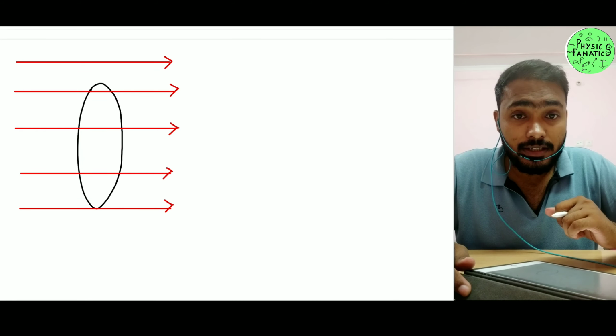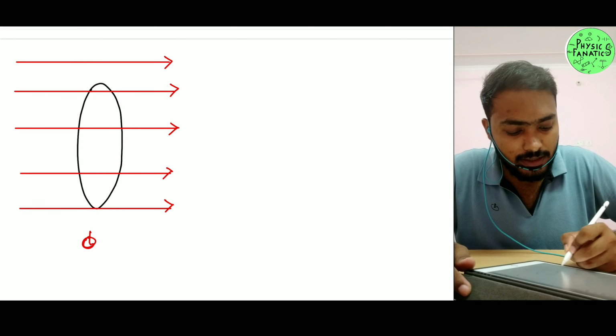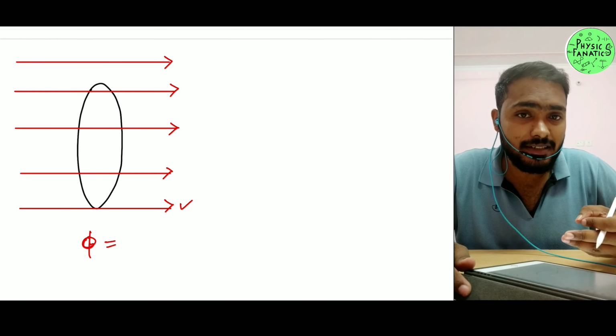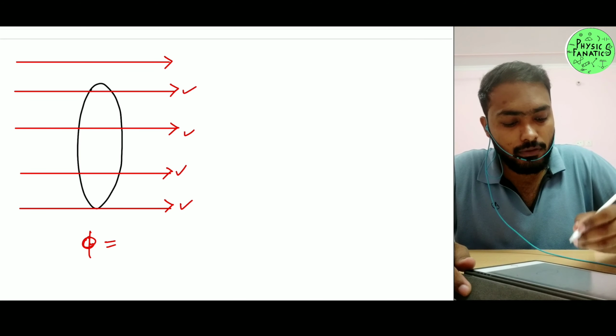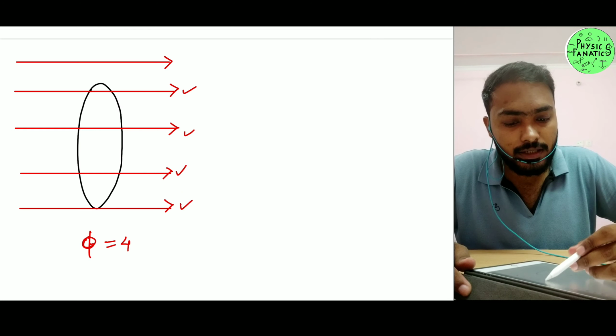So I can say my phi for this particular case is actually, I can consider this one also because it's actually passing through it. So I'll consider this one: 1, 2, 3, 4. So I have phi to be 4. Okay, great.